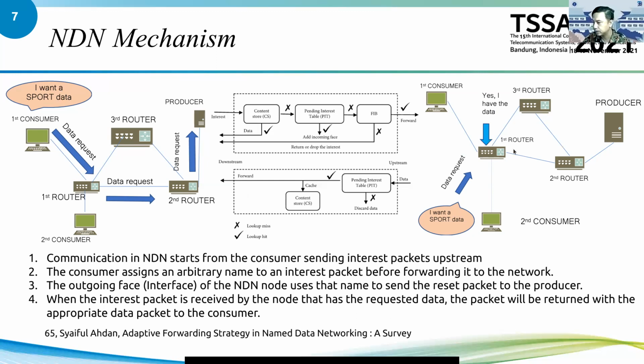For example, this router says yes, I have the data, and the router responds. The router will identify the interface of the incoming request and then forward the interest packet by looking at the name in the forwarding information base, and then forward the interest to the data producer.